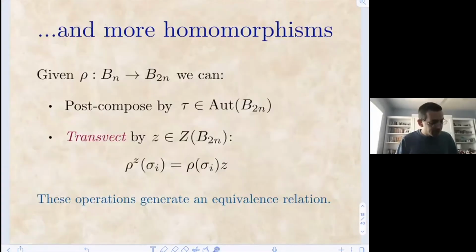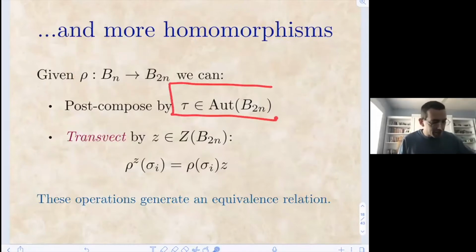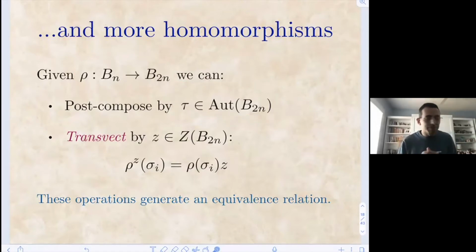And there's even other things you can do. If you have a homomorphism from the braid group on n strands to the braid group on 2n strands, again, like with Artin's theorem, you can post-compose with an automorphism of the target. That's still a homomorphism. And there's something a little more subtle called a transvection. The center of the braid group is cyclic. It's generated by an element z. It's a full twist of the strands.